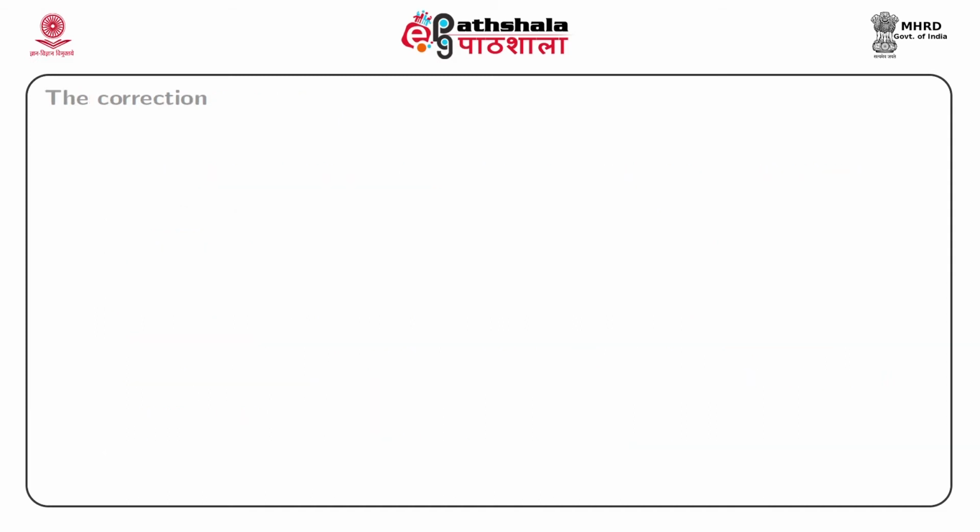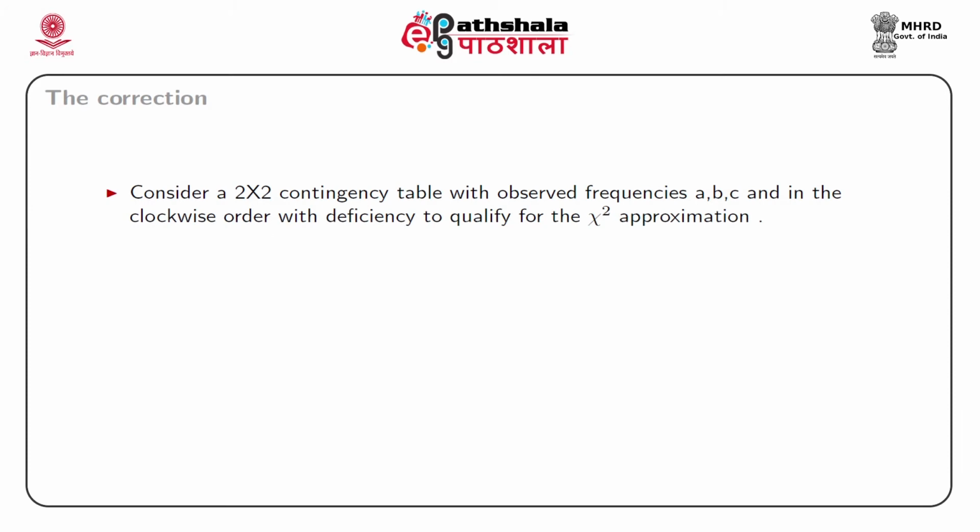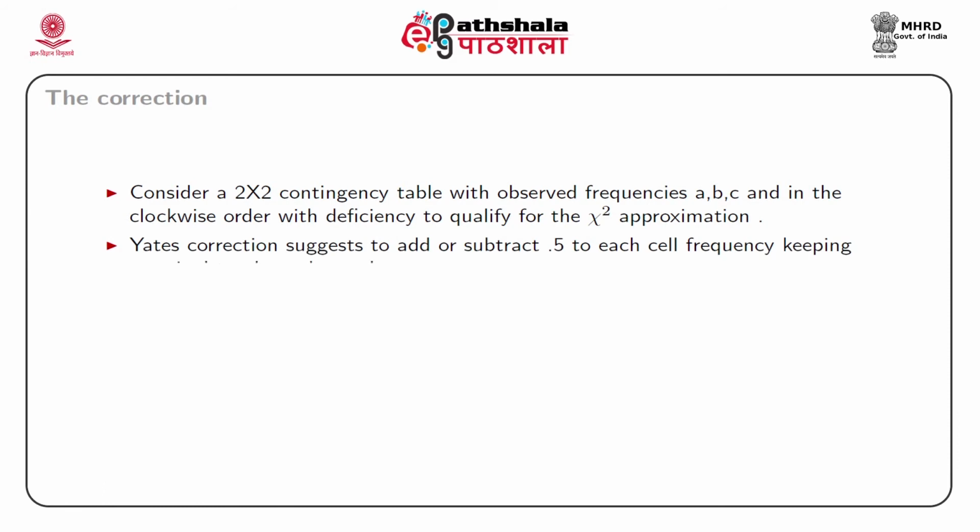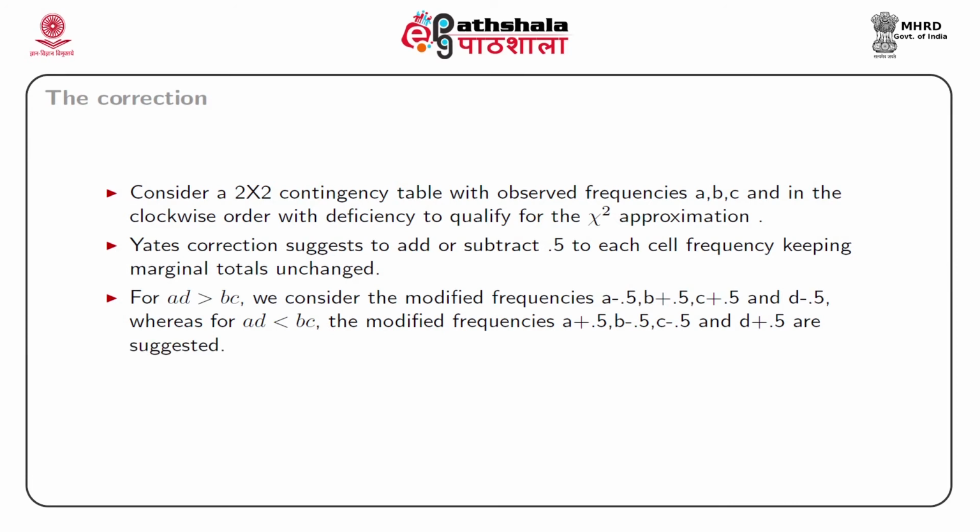So consider a 2x2 contingency table with observed frequencies A, B, C and D in the clockwise order with deficiency to qualify for the chi-square approximation. Yates correction suggests to add or subtract 0.5 to each cell frequency, keeping marginal totals unchanged. For AD greater than BC, we consider the modified frequencies A minus 0.5, B plus 0.5, C plus 0.5 and D minus 0.5. Whereas for AD less than BC, the modified frequencies are A plus 0.5, B minus 0.5, C minus 0.5 and D plus 0.5.